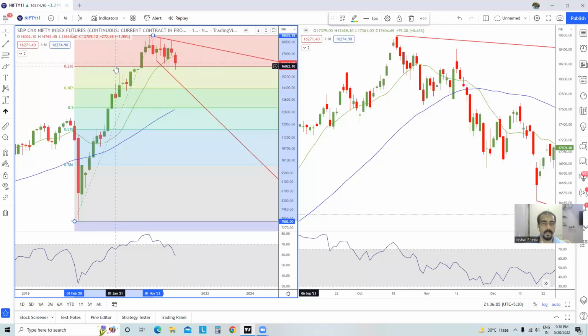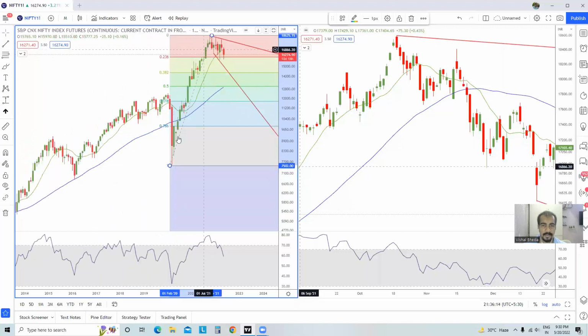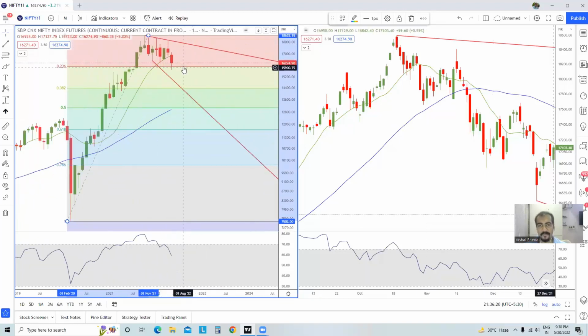Now, generally speaking, 23.6% Fibonacci retracement is not a very big support. But when the trend is very, very big, if you compare this trend to all these small swings, this is huge, enormous. So it is very common that this particular level, which is 16,000, is going to act as a very strong support.